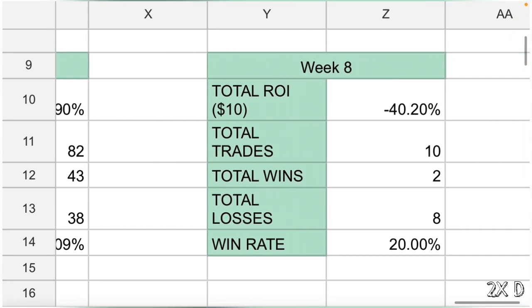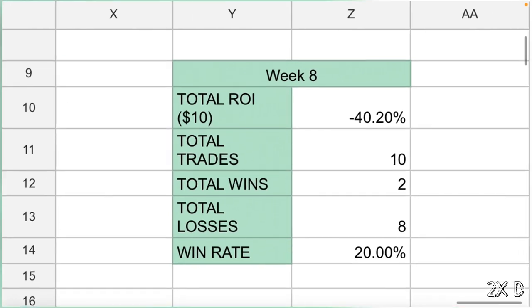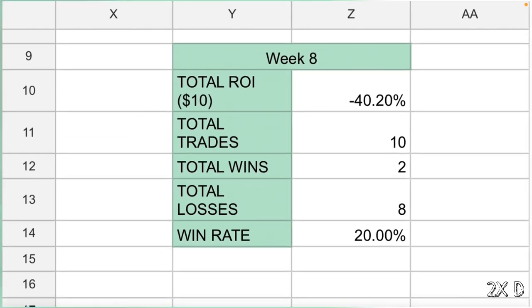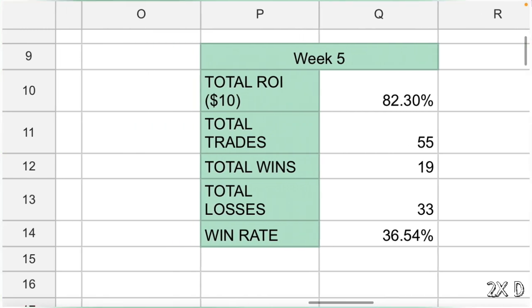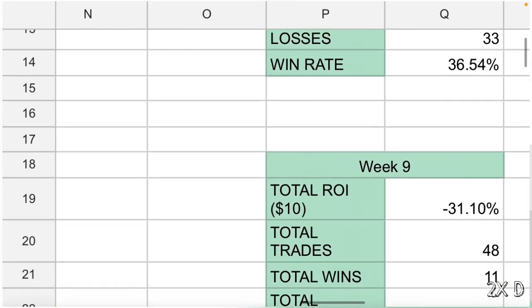And then we carry on to week 8, where now we go on to lose 40% of our $10 account. We end up having total trades being 10, winners being 2, and losses being 8. So that week we had a 20% win rate, right? So 40% is like what, $4? So it's 59, so $55.50 is basically where we're sitting. $55.50, that's where we're sitting on week 8, right?